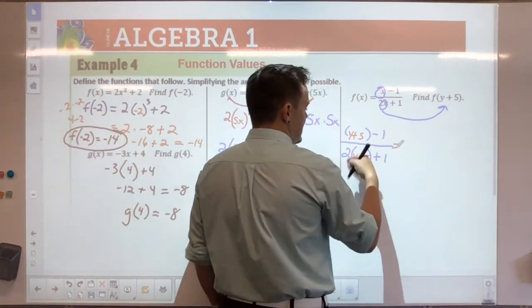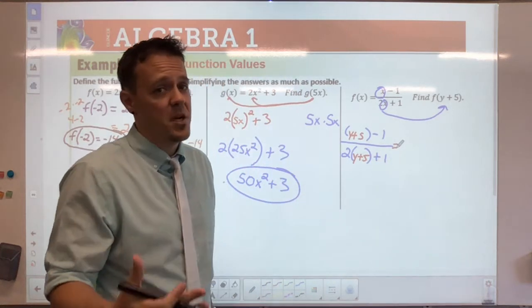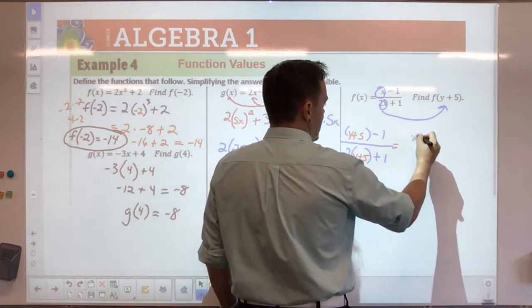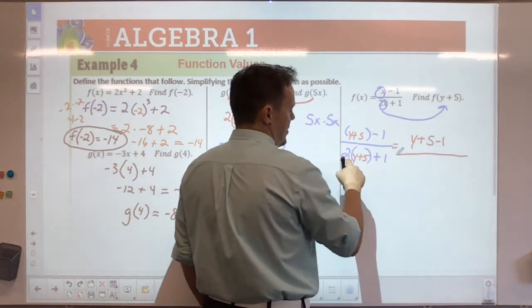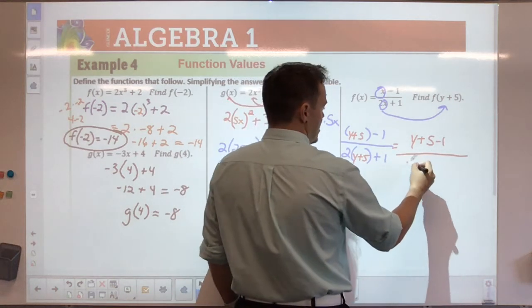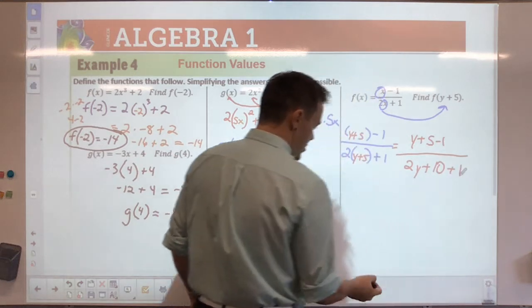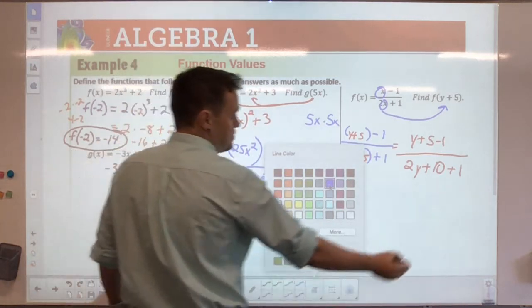And so what this means is now you get rid of the parentheses, right? PEMDAS. We've already learned about PEMDAS. We've already practiced it. Get rid of the parentheses first, right? So you get rid of these parentheses here. This would be y plus 5 minus 1 all over, and then you'd have to distribute this in. So this would be 2y plus 10 plus 1, right? And then you just simplify. So your final answer comes out to be like this, okay?